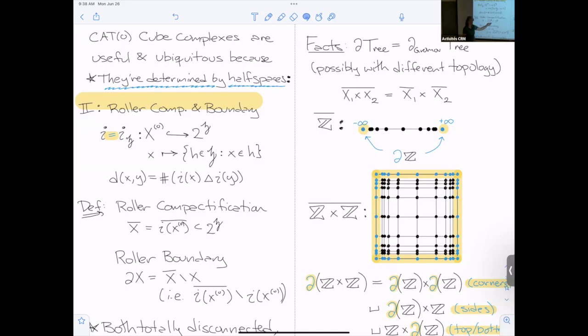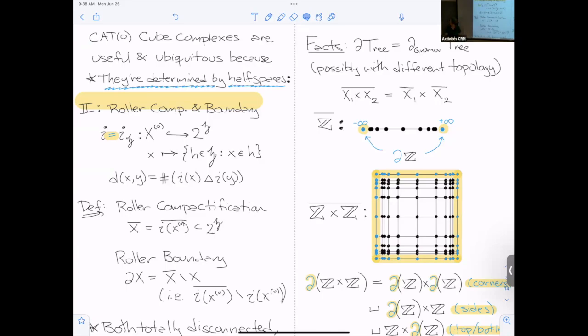So 2 to the h is a compact space, and it's totally disconnected. I can take the roller compactification inside of 2 to the h, and this is the compactification. Of course, the roller boundary is you take the compactification and you remove the set. That's a pretty standard definition of a boundary.